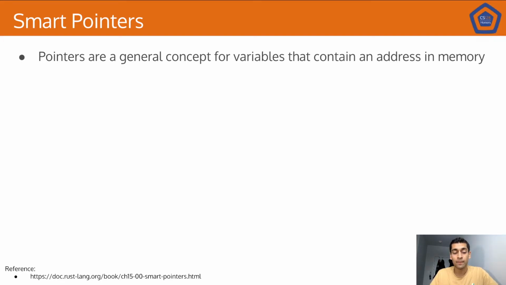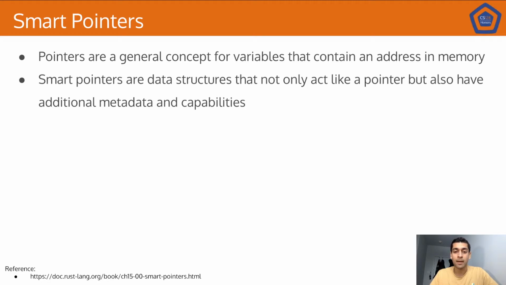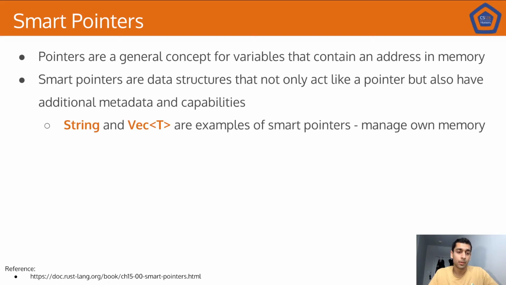Smart pointers are effectively the same. They have some address that points to some piece of data in memory, but smart pointers are essentially data structures that contain additional metadata and functions that you can perform upon the data and metadata. So you've seen these before. You've seen the string and vector types. They are examples of smart pointers. They point to some piece of data, some array of either characters in the case of string, or an array of T, some generic type, some array in the heap.